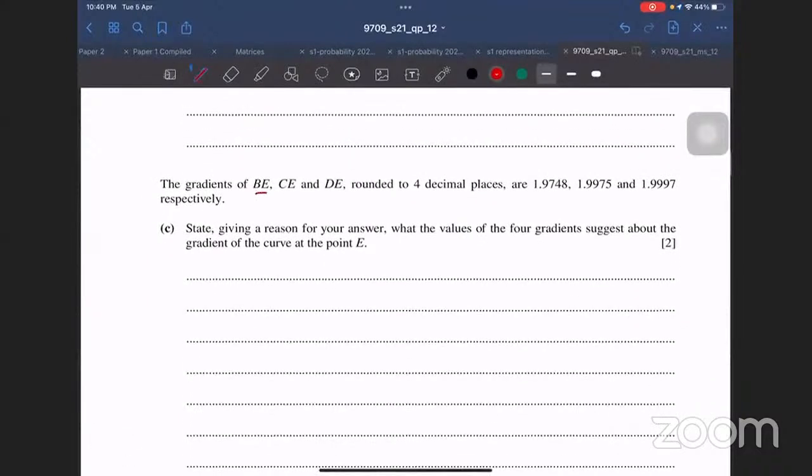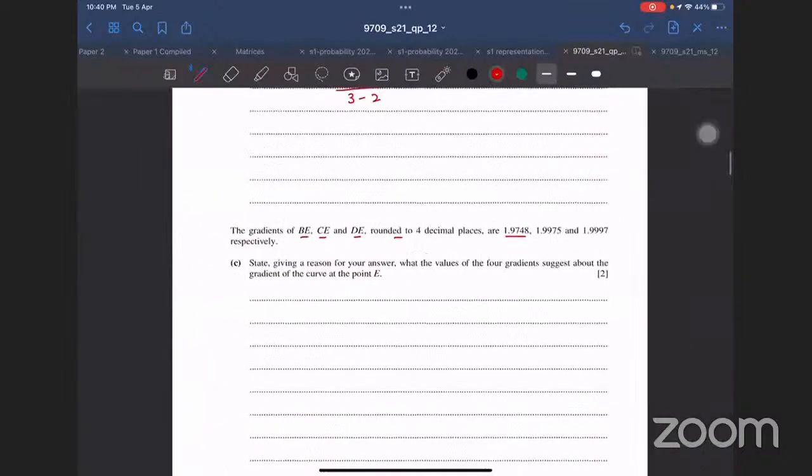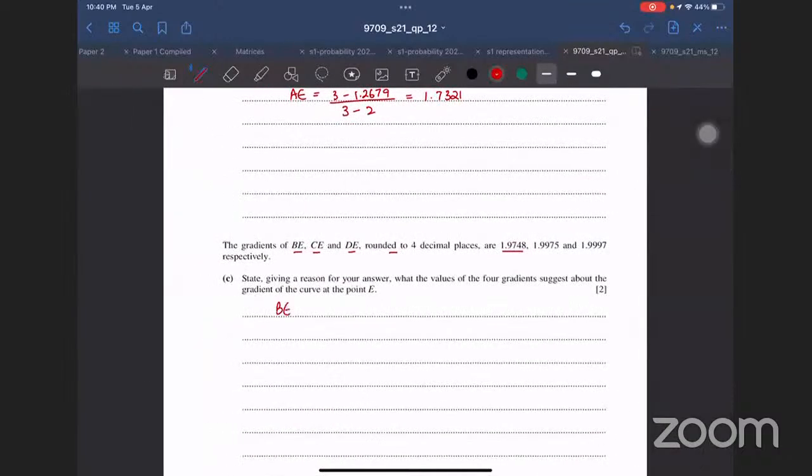Then it says the gradients of B, C, and D rounded to 4 decimal places are 1.9478. Let me just write this information. 1.9478, C is 1.9975, D is 1.9997.